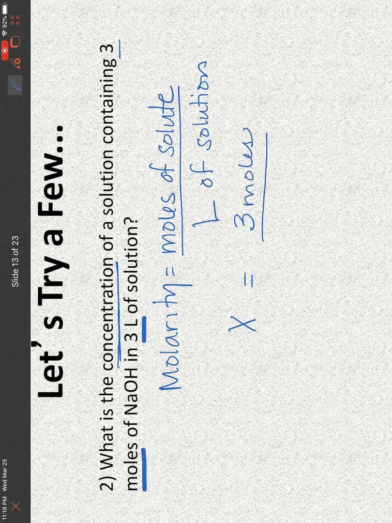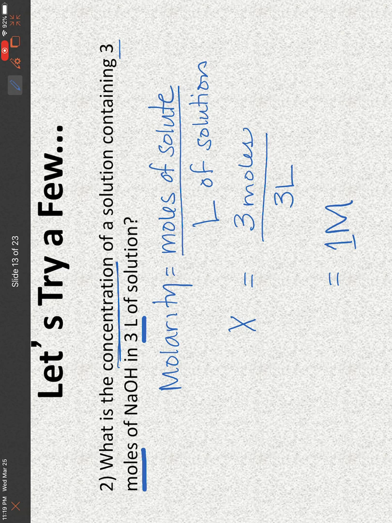That means molarity is going to be our X. Moles of solute, well, it tells us here there's 3 moles. And liters of solution, right? There are 3 liters. So you do the math. 3 divided by 3 gives you 1. So this is a 1 molar solution.